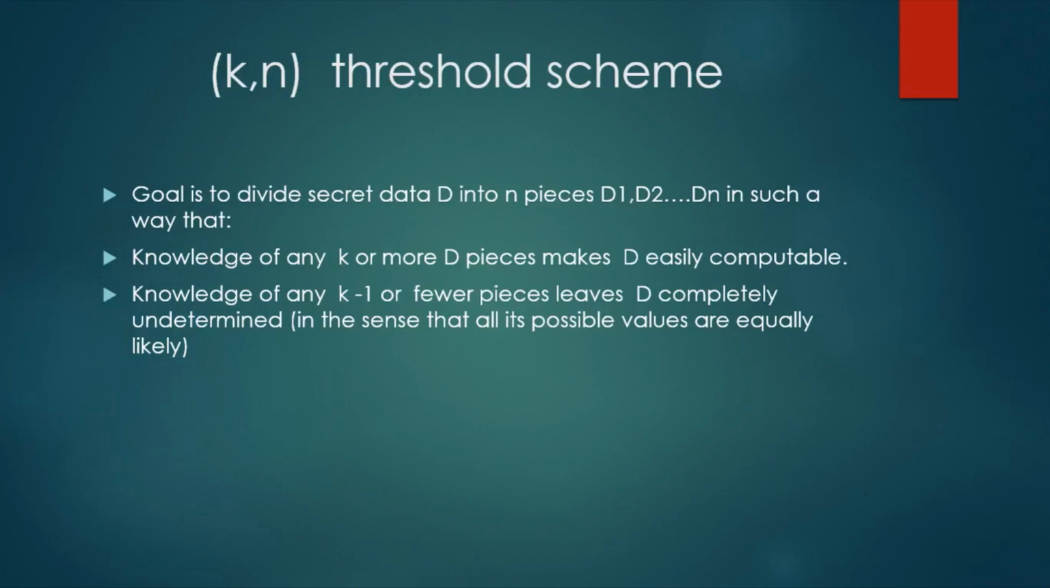This scheme is also known as the K-N threshold scheme. Here N represents the shares which we want to generate and K represents the shares required in order to generate that secret data. The goal here is to divide secret data D into N pieces D1, D2, D3, up to Dn in such a way that if we know K or more than K D pieces, then we can compute D easily, and if we know less than K D pieces, then we cannot compute data D.